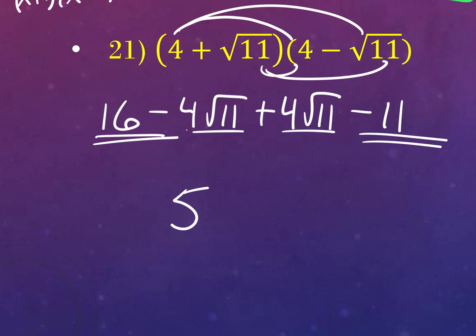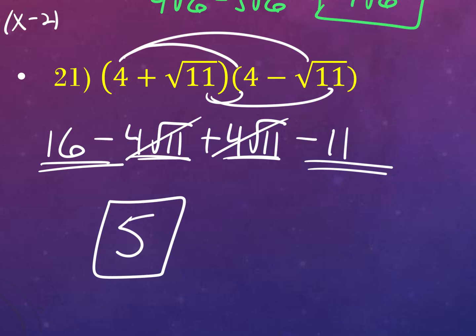5. And then negative 4 square root of 11 plus 4 square root of 11, what happens there? They cancel out. So your answer is just a whole number, 5. That's always going to happen when they look like this, right? What do you guys notice about this one? About the 2 terms? What do you think? It's the same thing, but there's just a plus and a minus.